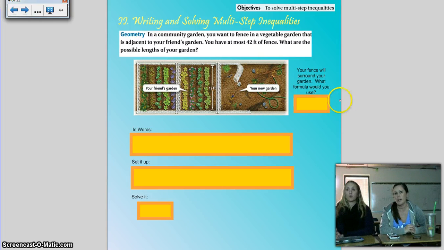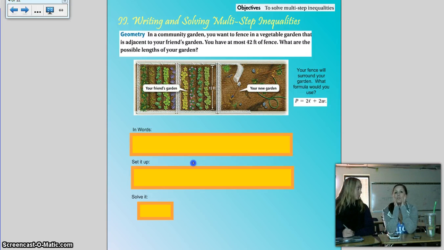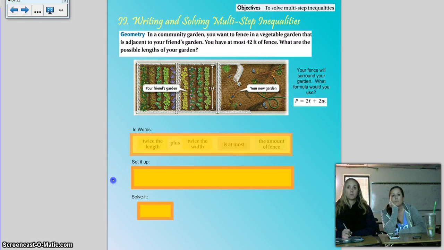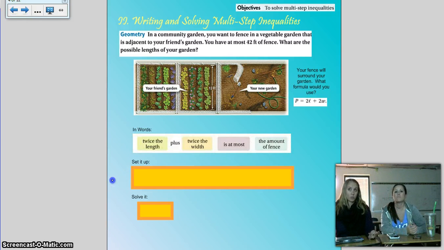Well, we're going to use perimeter, right? 2L plus 2W, or L plus W plus L plus W. Let's think about in words what we're doing. I have 42 feet at most, so 42 is the biggest. It is greater than or equal to my fencing. So the book says twice the length plus twice the width is at most the length of the fence. They did the perimeter formula is at most the amount of the fence, which is 42.